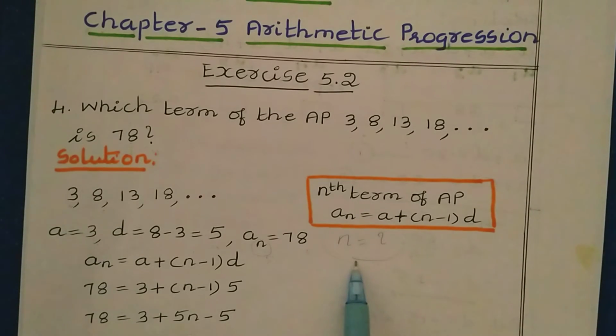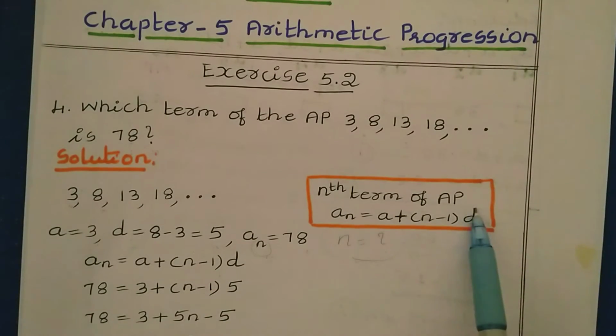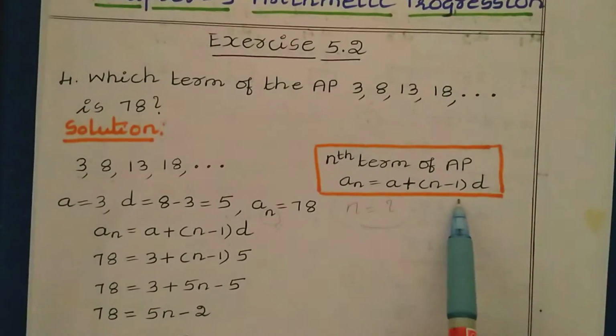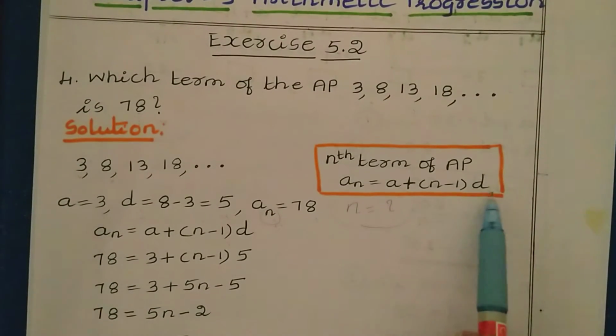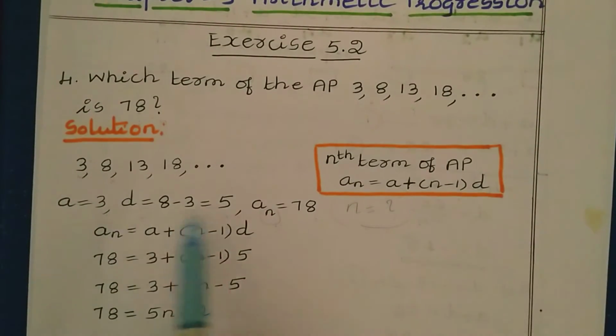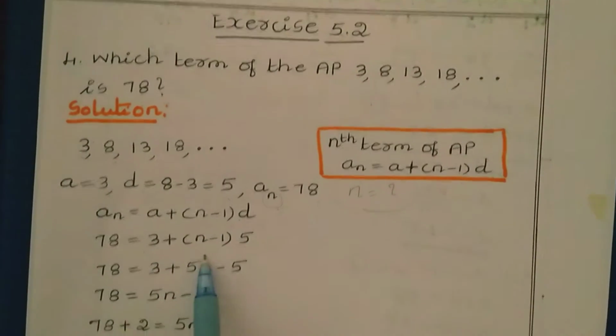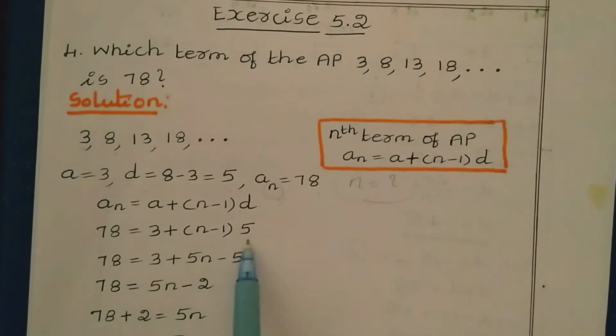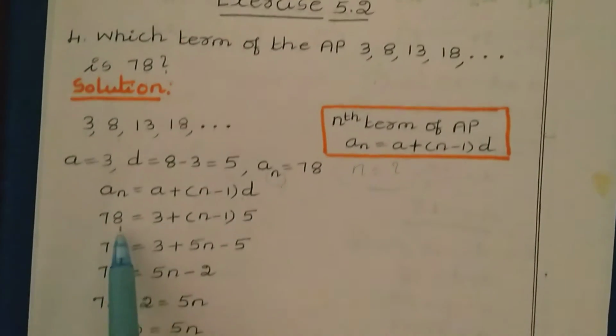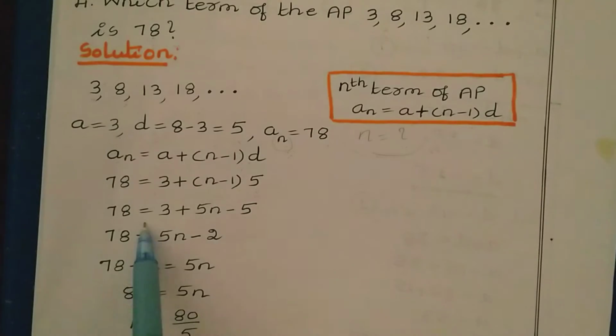So to find the value of n, let us apply the formula. The nth term of the arithmetic progression, an, is equal to a plus n minus 1 into d. Here, let us substitute the given values. an is 78, which is equal to a is 3 plus n minus 1, the n value we need to find, into d, which is 5. So, here we get 78 is equal to 3 plus 5n minus 5.